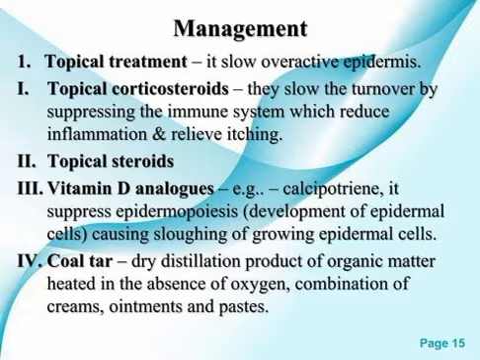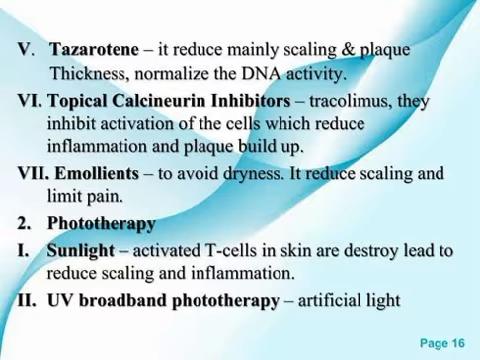Coal tar is nothing but a dry distillation product of organic matter heated in the absence of oxygen. Once heated in the absence of oxygen, it is combined with certain creams, ointments, and pastes which are used in the treatment of psoriasis. Next will be the tazarotene. It mainly reduces the scaling and plaque thickness and normalizes the DNA activity. Next will be the topical calcineurin inhibitors. It is a drug which is used to treat autoimmune disorders.